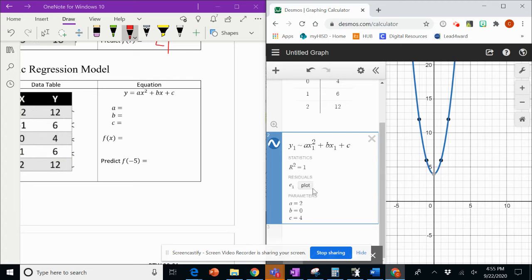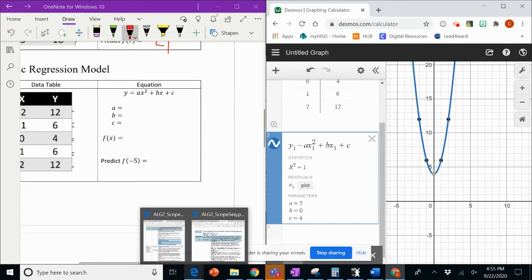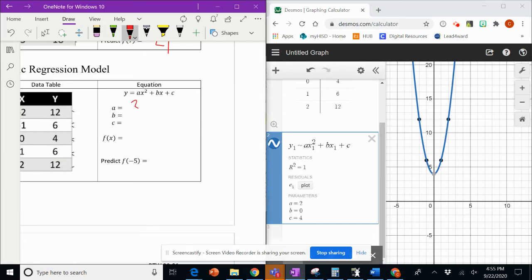So my a value is 2. So I'm going to write a is equal to 2. That's an ugly 2. b is equal to 0. And c is equal to 4. So when I write my equation, I should have 2x squared. And I'm writing with my finger, that's why it looks crazy. 2x² + 0x + 4.